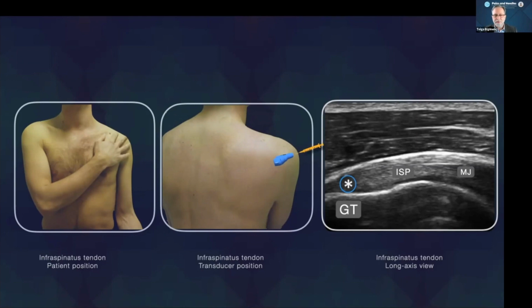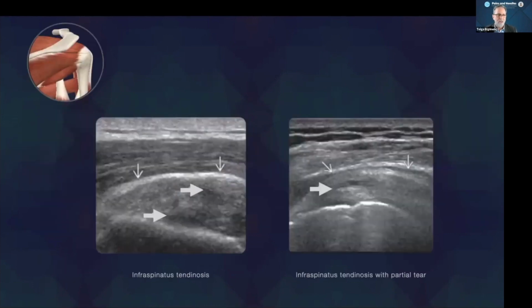You can perform your procedure in plane approach as well. Maybe you can choose the out of plane, but in my daily practice, I usually use this approach. This is a longitudinal image of the tendon, showing a diffuse thickening and hypoechogenicity. You can see the infraspinatus tendon with multiple hypoechogenic areas and loss of fibrillar structures.